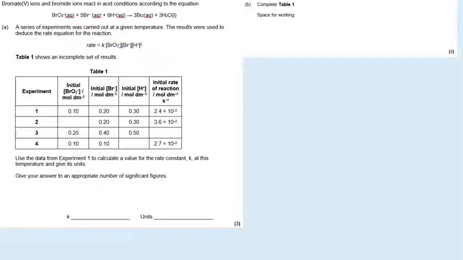Now let's look at a couple of exam questions. What I suggest you do is pause the video now and have a go at this yourself before I go through it. So pause the video now and have a go.